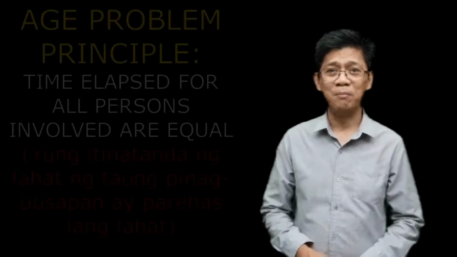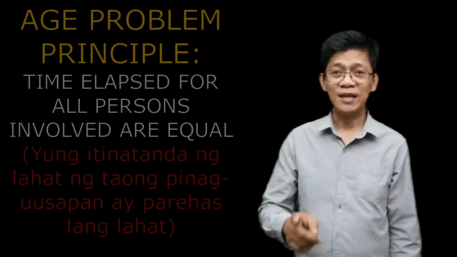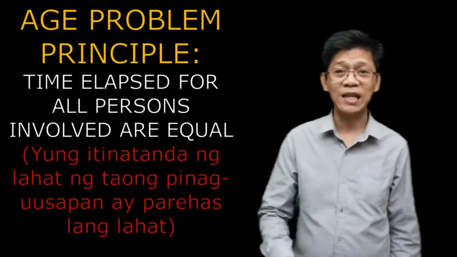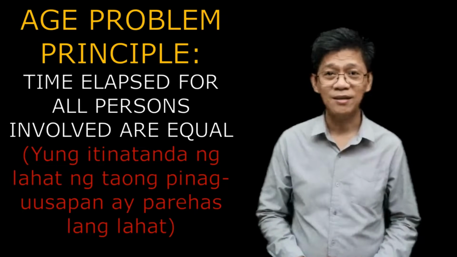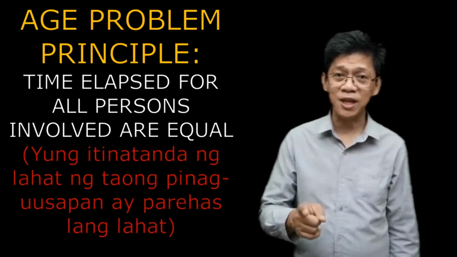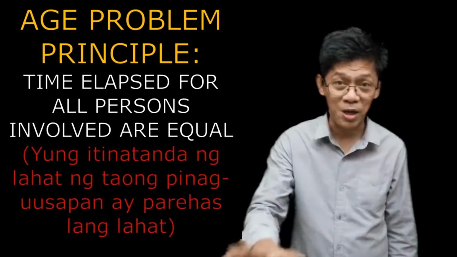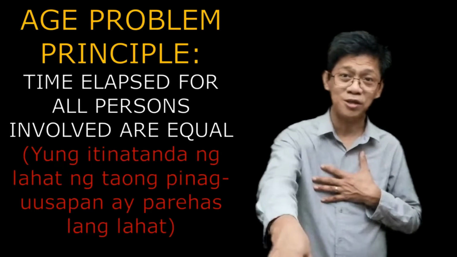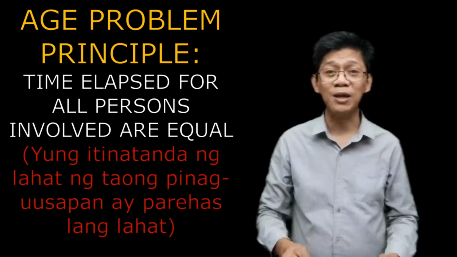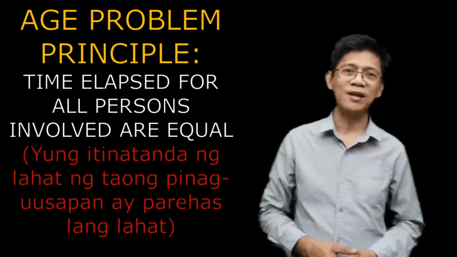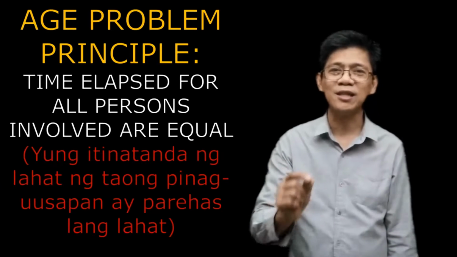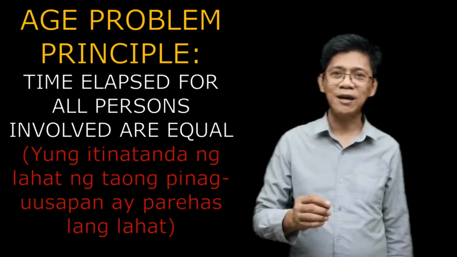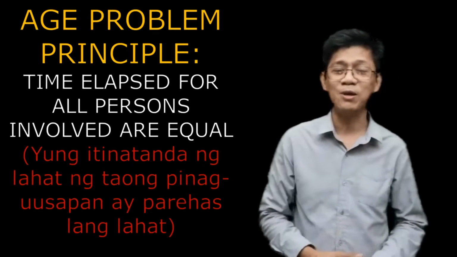Pagdating naman sa age problem, ang prinsipyo lang nito: the time elapsed for all persons concerned are equal. Yung itinatanda ng lahat ng taong pinag-uusapan pare-parehas lang. Natural, di ba? Halimbawa, in 5 years time, kayo tatanda ng 5 years. Ako, 5 years din. Imposible naman tumanda ako ng 5 years, kayo 2 years, right? Pwedeng magkaiba yung itatanda ng mukha natin.